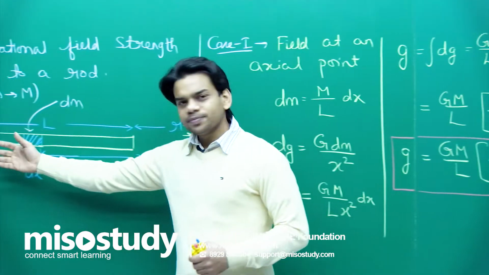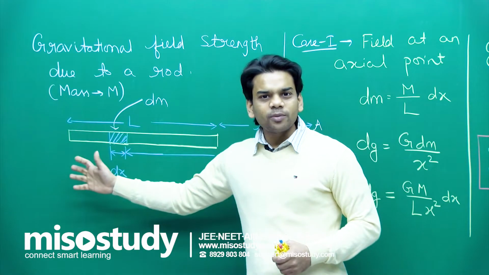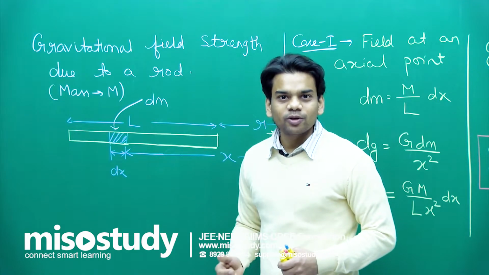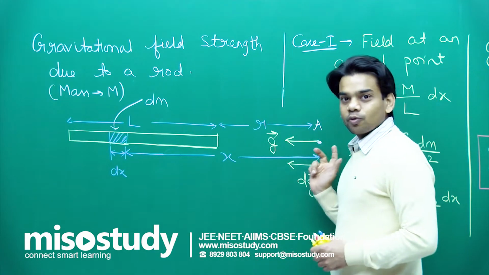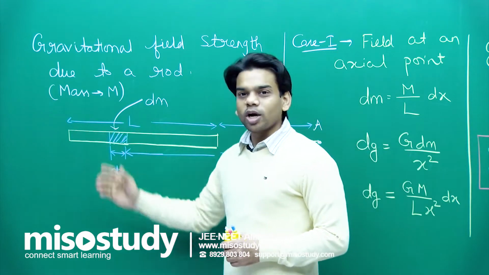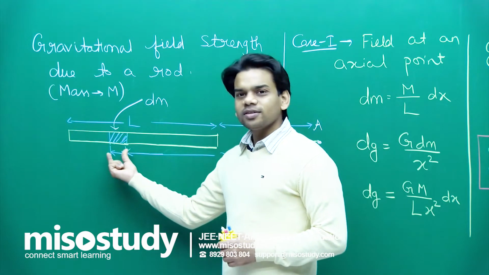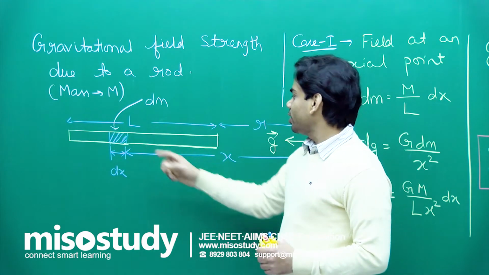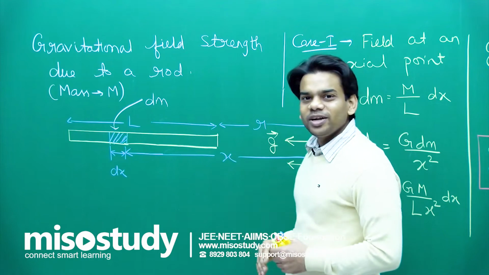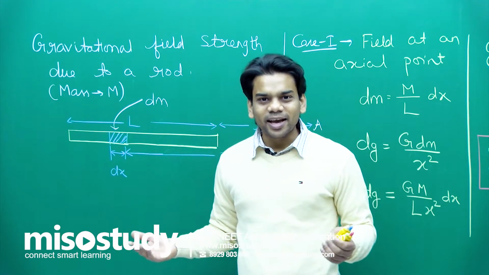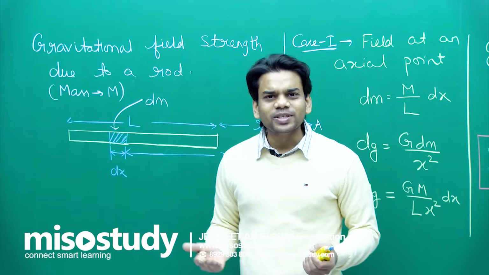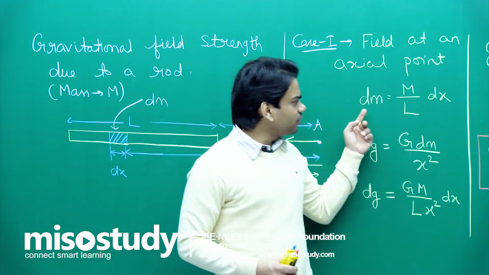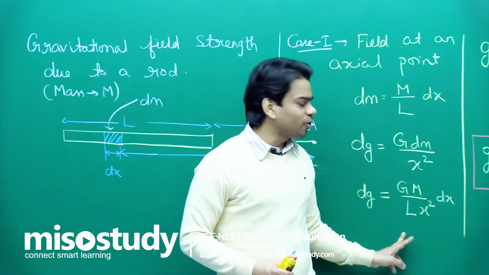You take the rod. Remember, you cannot treat it as a point mass, so we cannot use the formula for field due to a point mass to calculate the field at any axial point. So we are going to divide it into many point masses. One point mass we have taken at a distance x from this point A. Field due to this point mass will be directed here, and that field comes out to be G dm by x square. Substitute the value of dm in terms of the width dx, which I have done here. You can see we have found the value of dm, substituted here, and we are going to get this.